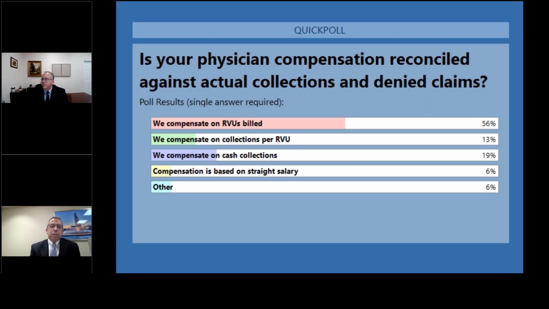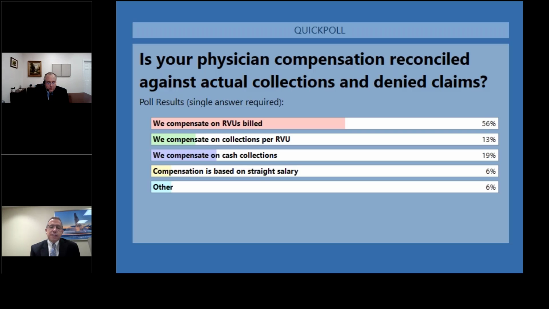Good. So look at that. We compensate on RVUs billed. I'm not surprised that that's the case because many organizations are still at that 100% RVU or 95% RVU with 5% quality. But look at number 2. We compensate on cash collections. What do you think about that?